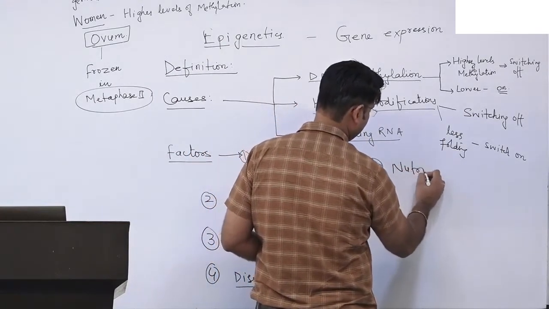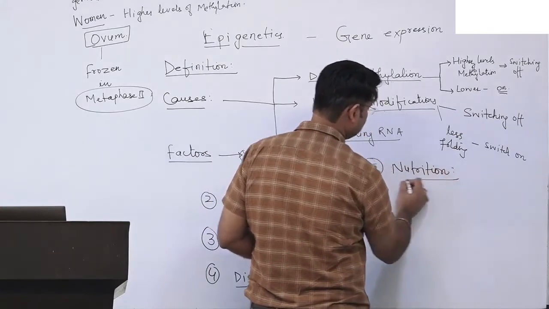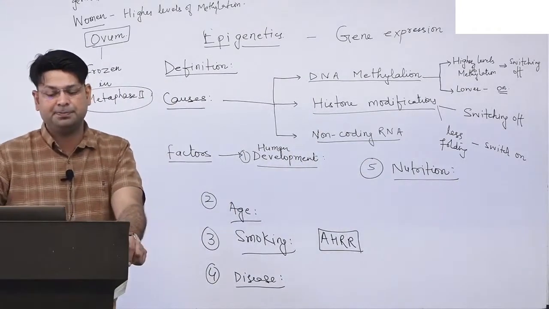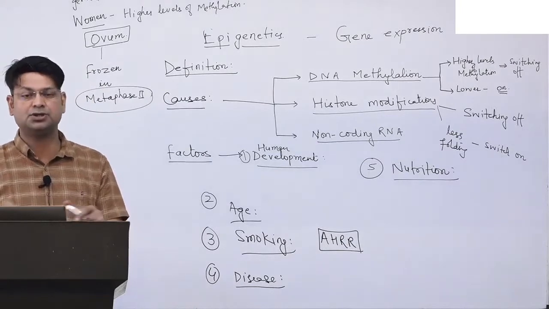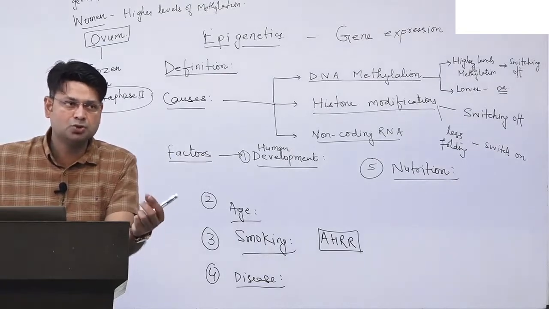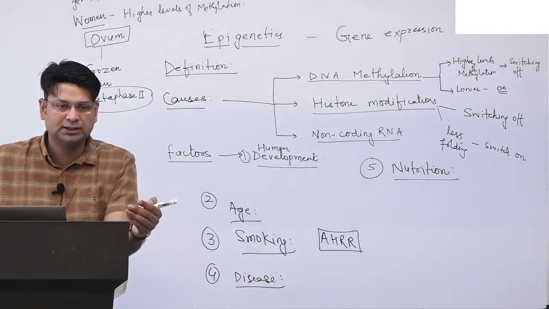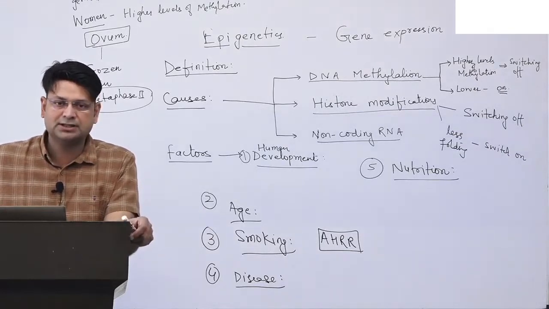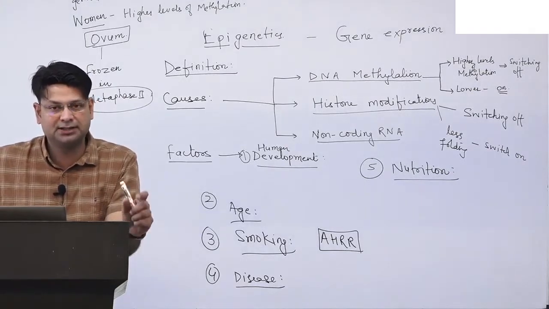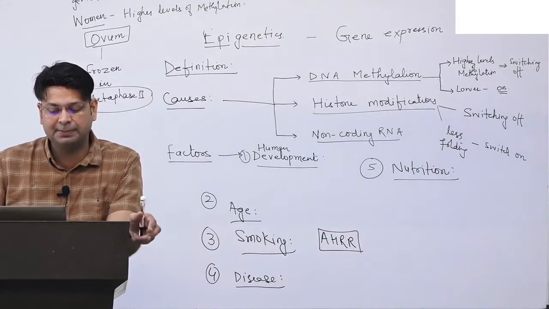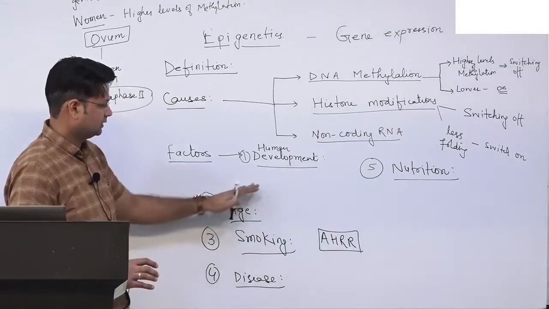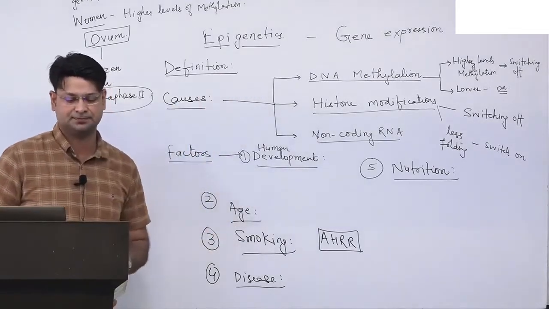Nutrition can be another factor responsible for epigenetic changes, right? It was observed that people who suffered malnutrition, or you can say the children born to mothers who suffered malnutrition during the period of fetal development, can suffer from schizophrenia, diabetes, heart disease, etc. So these are some factors that can be responsible for epigenetic changes, right?